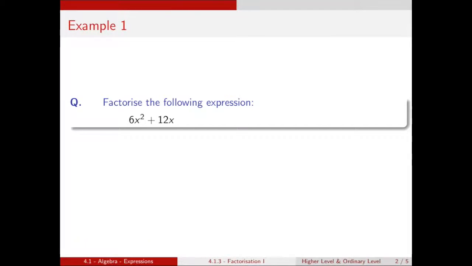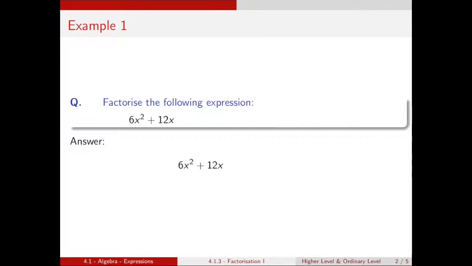Example 1. Factorise the following expression: 6x squared plus 12x. So to do this, I look at my two terms and I see what I can take out from both. What's common to both? Well, there's a 6 and a 12, so I can take out a 6 from both. And there's an x squared and an x, so I can take out an x from both as well.